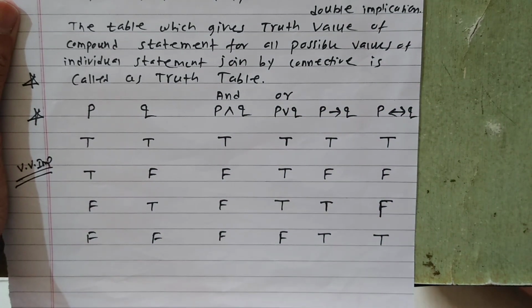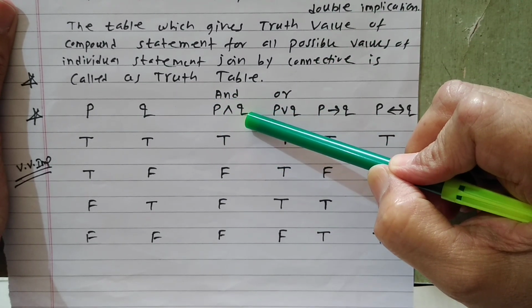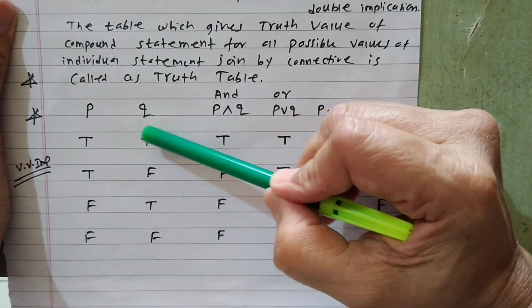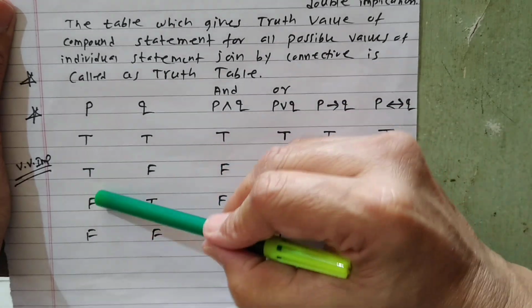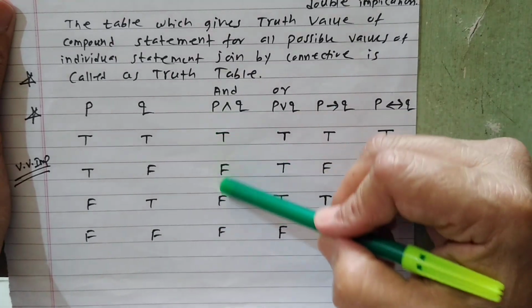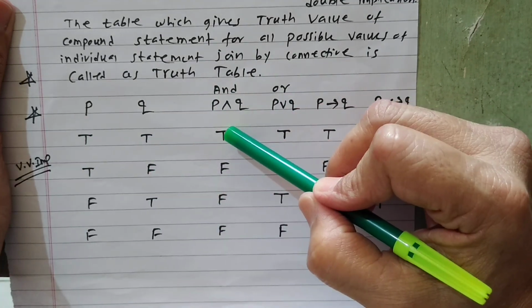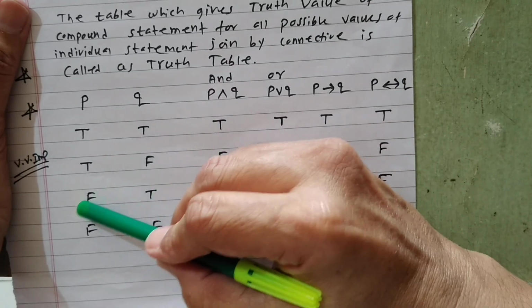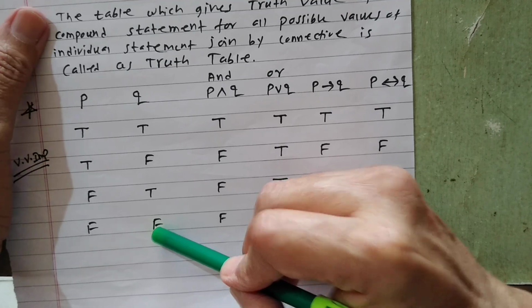Now the first connective is AND. To remember, AND is like multiplication, and consider T as 1, F as 0. Therefore 1 into 1 is equal to 1, 1 into 0 is equal to 0, 0 into 1 is equal to 0, and 0 into 0 is equal to 0. That is easy to remember for AND. T and T, result is T. T and F, result is F. F and T, result is F. F and F, result is F.